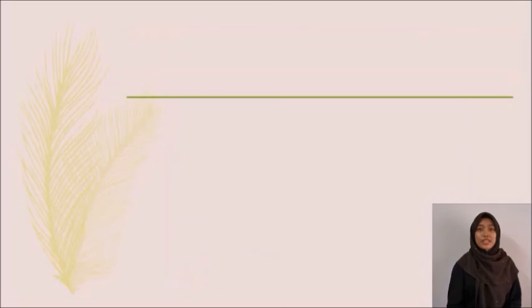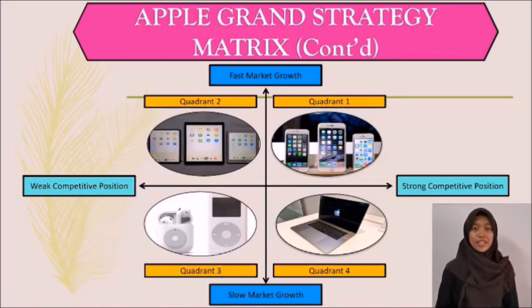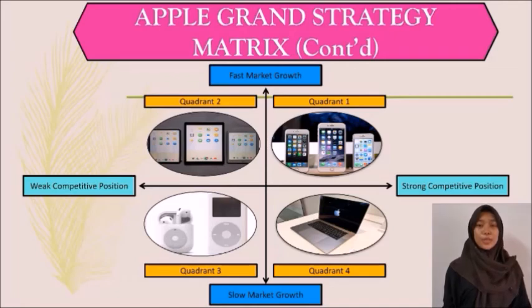Now we are moving to Apple's Grand Strategy Matrix. We have identified iPhone at quadrant 1 because it has a strong competitive position and fast growth market. Next, iPad can be classified at quadrant 2 because it has a weak competitive position and fast growth market. Then we have iPod at quadrant 3. This is because it has a weak competitive position and low growth market. Lastly, at quadrant 4, there is MacBook due to strong competitive position and low market growth.